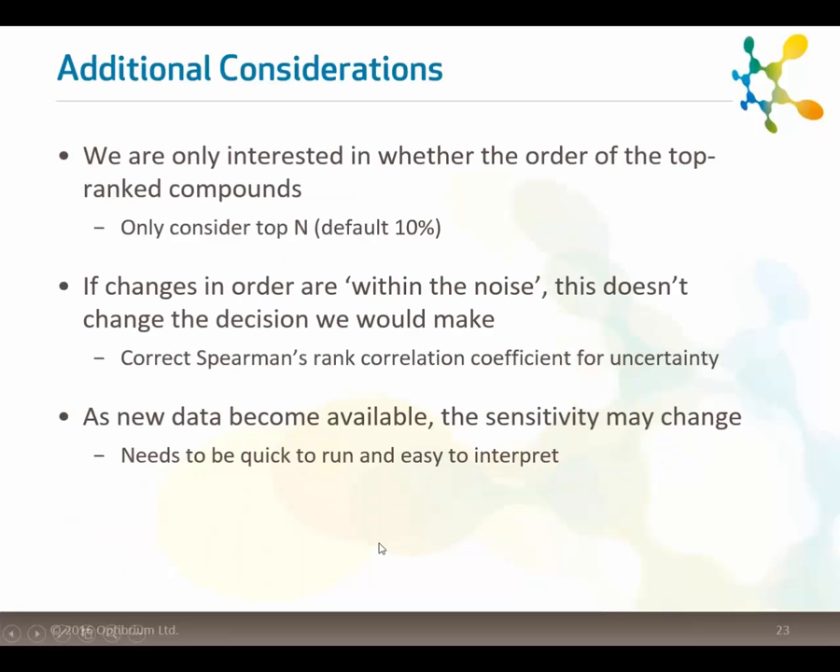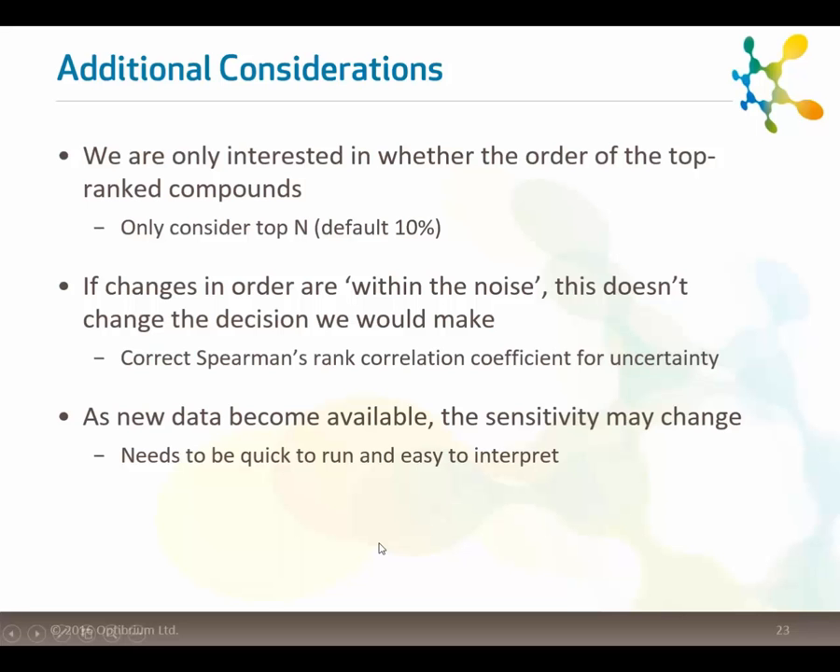But we have some additional considerations we need to take into account because, for example, we're actually only interested in whether the order of the top rank compounds changes. If the order of compounds that we would have rejected anyway changes, we don't care. We would still reject them. So we actually only want to consider the top n compounds. We can define what that is, and the default here is to look at the top 10%.